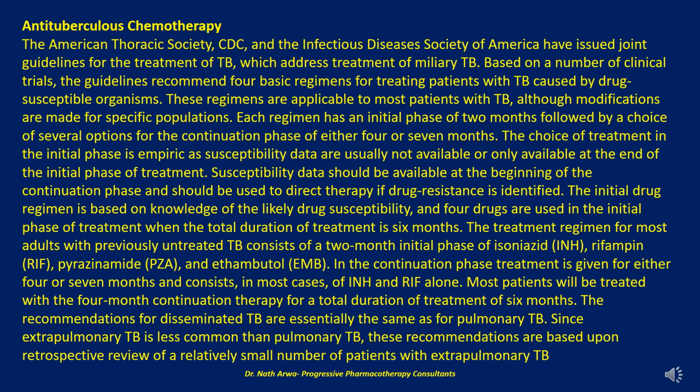In the continuation phase, treatment is given for either 4 or 7 months and consists, in most cases, of isoniazid and rifampin alone. Most patients will be treated with the 4-month continuation therapy for a total duration of treatment of 6 months. The recommendations for disseminated TB are essentially the same as for pulmonary TB. Since extrapulmonary TB is less common than pulmonary TB, these recommendations are based upon retrospective review of a relatively small number of patients with extrapulmonary TB.